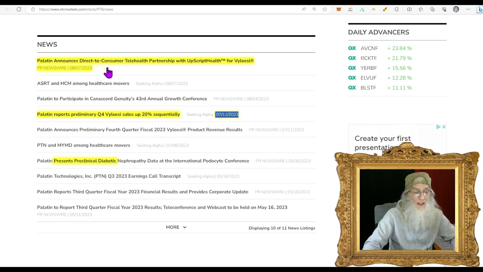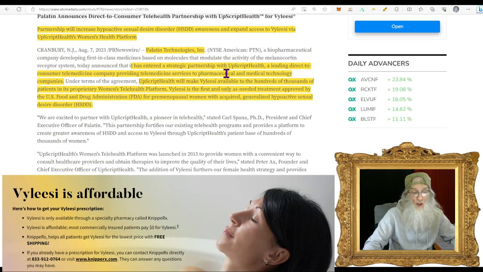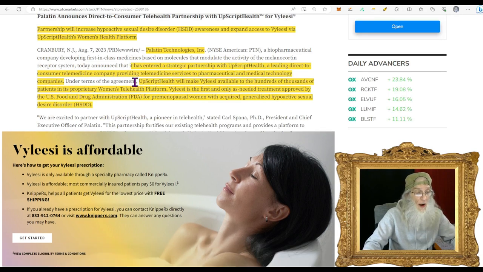Palatin announces direct-to-consumer telehealth partnership with UpScript Health for Vyleesi. The company has entered into a strategic partnership with UpScript Health, a leading direct-to-consumer telemedicine company providing telemedicine services to pharmaceutical and medical technology companies. UpScript Health will make Vyleesi available to hundreds of thousands of patients in its proprietary women's telehealth platform. Vyleesi is the first and only as-needed treatment approved by the FDA for premenopausal women with acquired generalized hypoactive sexual desire disorder.